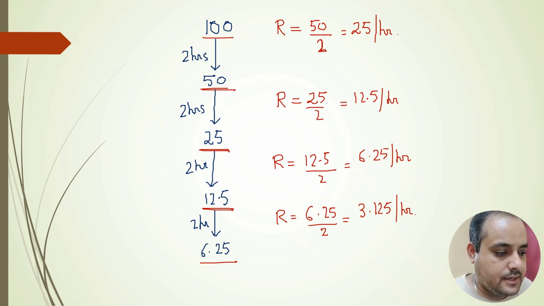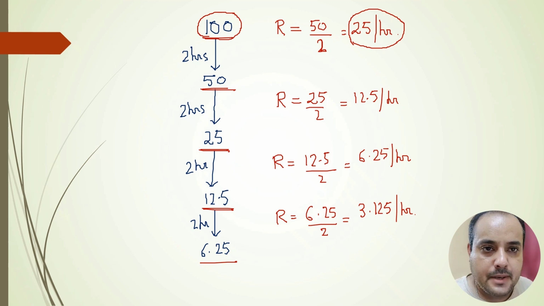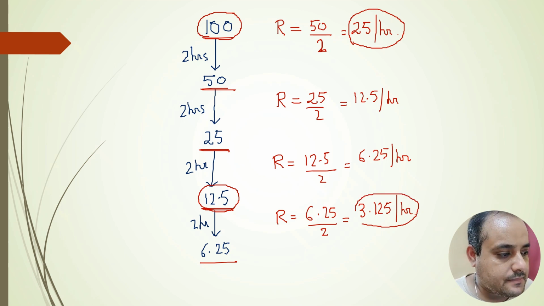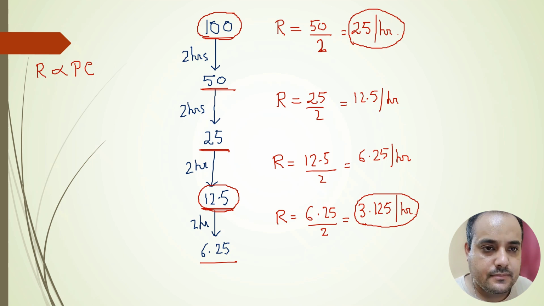So if you look into it carefully, when the concentration of the drug is high, the rate of elimination is also more, right? When the concentration of the drug is less, the rate of elimination is also less. That means in first order kinetics, the rate of elimination is directly proportional to the plasma concentration of the drug. That was the first point that we learned.